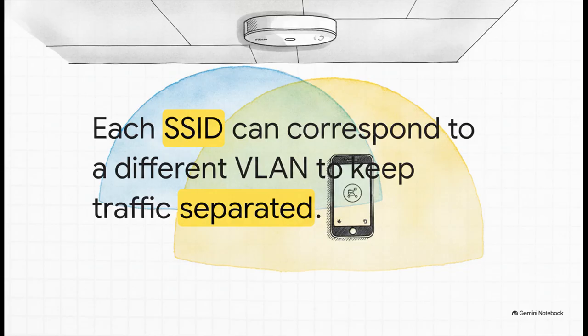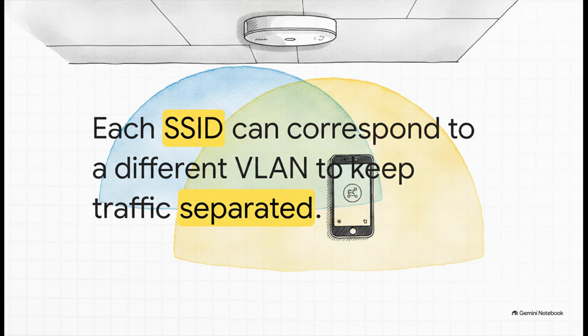Wireless access points, or APs, forward broadcasts strictly within the same SSID and VLAN. As the source explains, each SSID can correspond to a different VLAN to keep broadcast traffic separated. So you know when you pull out your phone and see a guest Wi-Fi and a corporate Wi-Fi broadcasting from the exact same little box on the ceiling?